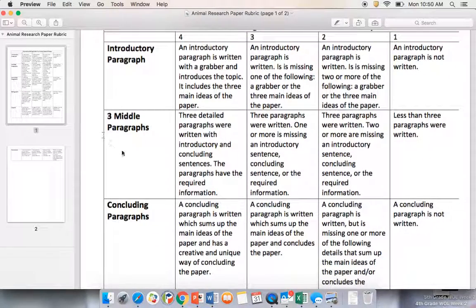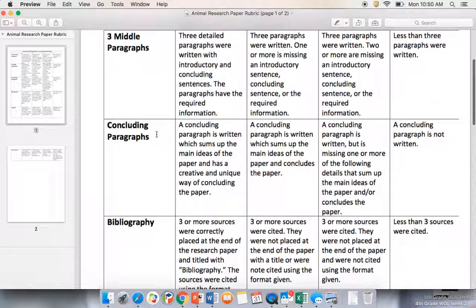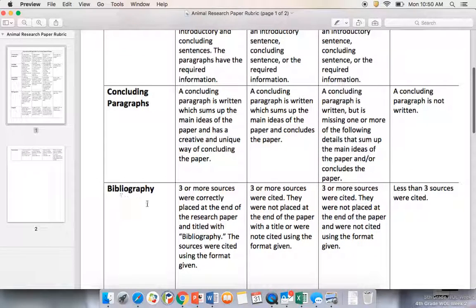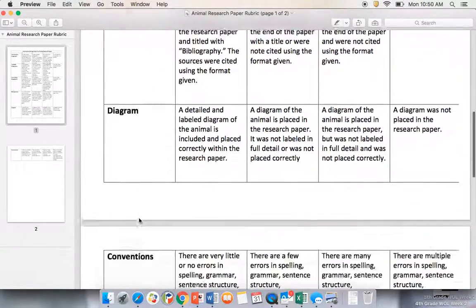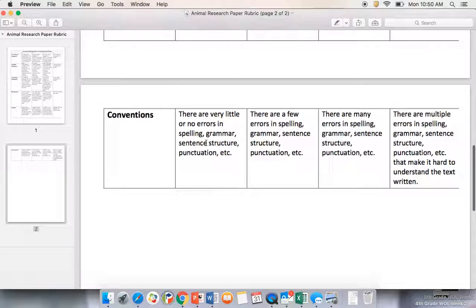Now, we're not going to go over the three middle paragraphs, concluding paragraph, or bibliography because we are going to be looking at those in our later steps, as well as the diagram. But we do want to look at conventions, because conventions are your spelling, your grammar, your sentences, making sure that they're structured correctly, as well as your paragraph structure. So you want to make sure there are very little or no errors in spelling, grammar, sentence structure, and punctuation.